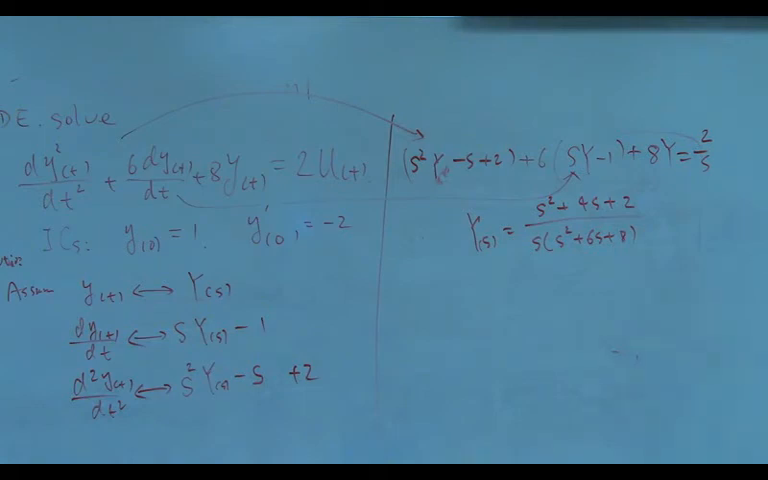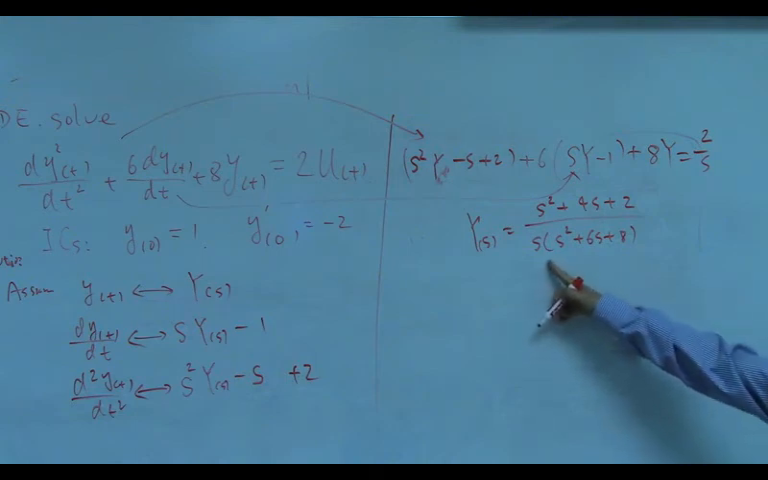The next step is to try to find the inverse Laplace transform. Step 1: is this proper? That means the degree on the top is lower than the bottom. The degree on the top equals 2, the degree on the bottom is 3. Is this proper? Yes. So we don't need to do the long division. Next, we need to factorize this.